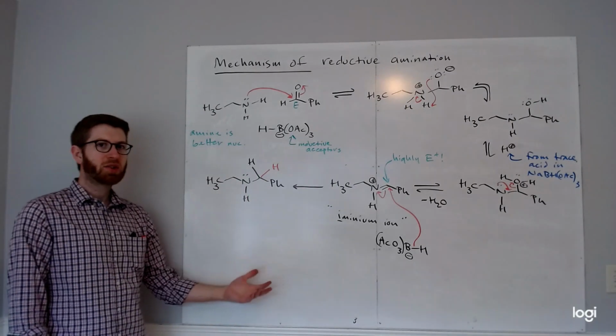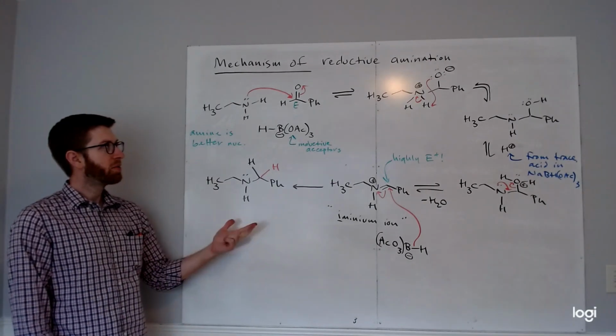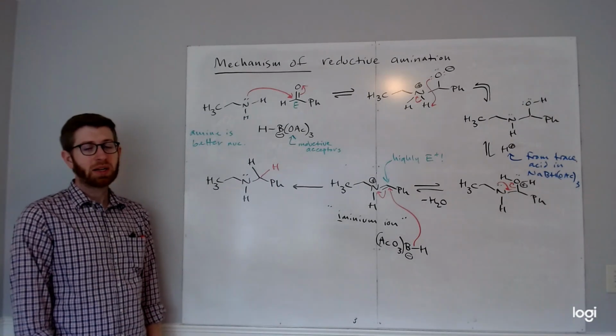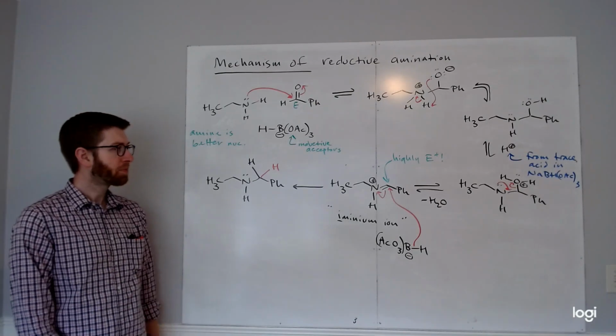So of all of the strategies we've discussed here, SN2, amidation reduction, and then also reductive amination, reductive amination is by far the most powerful way to introduce selectively a single alkyl group to your amine.